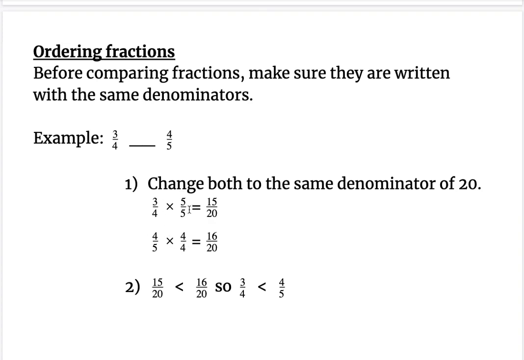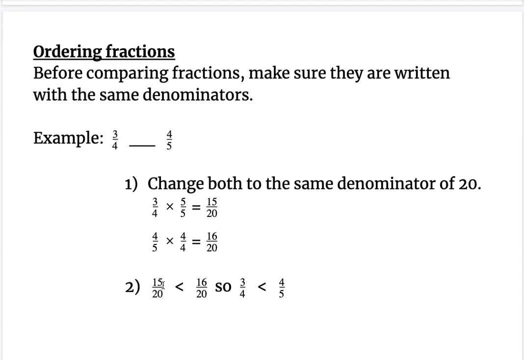So 3/4 times 5/5 would end up becoming 15/20. And by multiplying the same number on top and bottom, I'm really just multiplying by 1, because 5/5 is the same as 1. So I didn't change the value. I'm just changing the way it looks. So then I have 4/5 multiplied by 4/4, and I get 16/20. Multiplying by 4 on top and bottom.